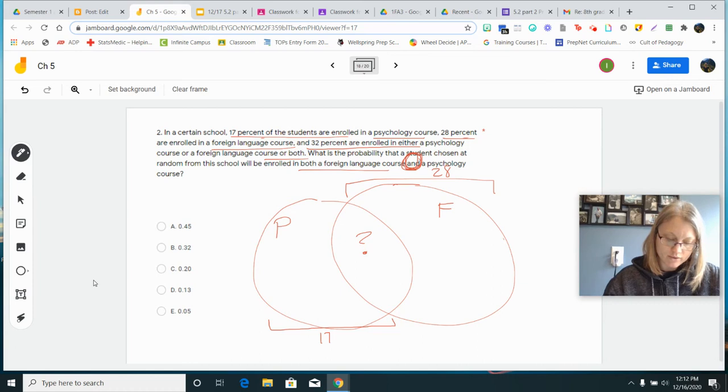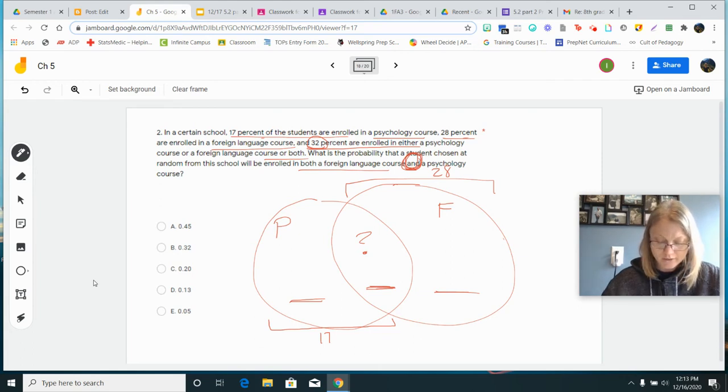They've given us this 32%, and it says this is people that just take psychology, or they take a foreign language, or they take both. So this 32 is essentially these three regions added up together because you have just the psych people, just the foreign language people, and the both. So I kind of have a way right now of finding potentially that overlap.